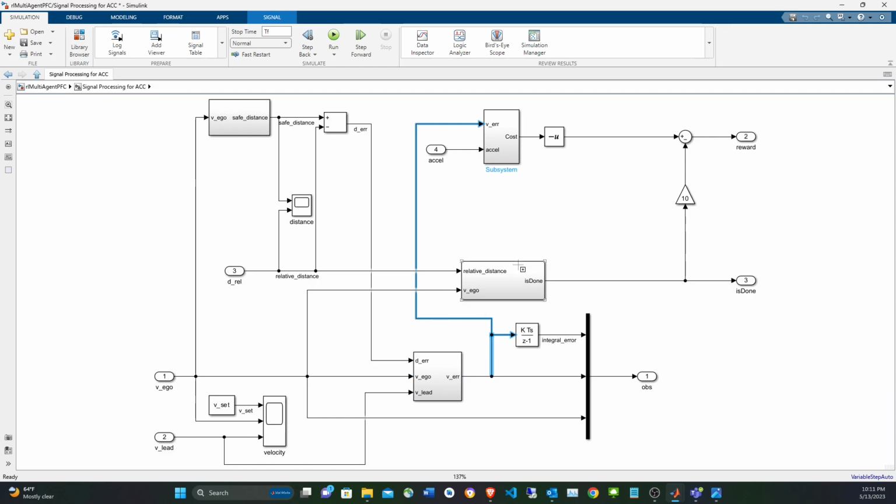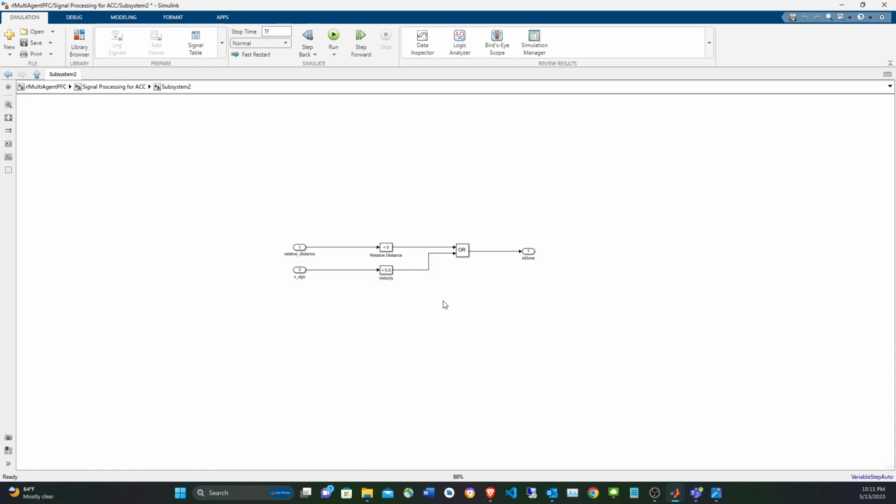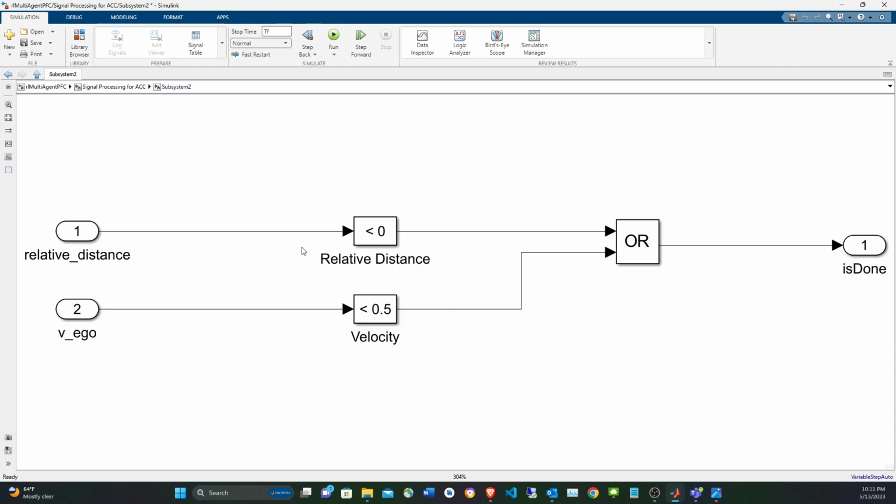So you can see it in here, a velocity error and the accelerator. Those are going to go into a reward. So this is computing the reward. Again, whatever is positive here is going to turn negative because of this block. And then also the relative distance. You're going to see the computation here. If the relative distance is less than 0, it means you crash your vehicle, or you could have crashed it, so you're going to end the episode.